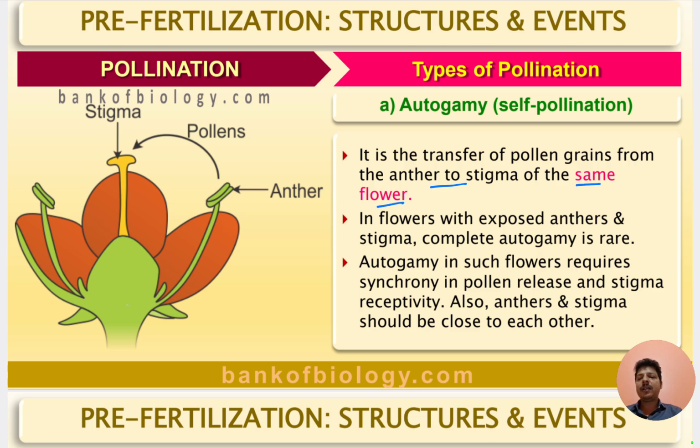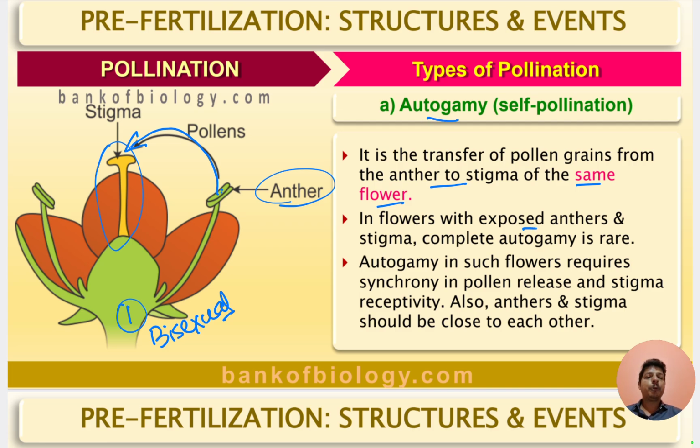It is a single bisexual flower where both sexes are present. That is, your female portion is also here: stigma, style, ovary, and anther and filaments are also here. So, transfer of pollen grain from the anther to the stigma of the same flower is called autogamy.